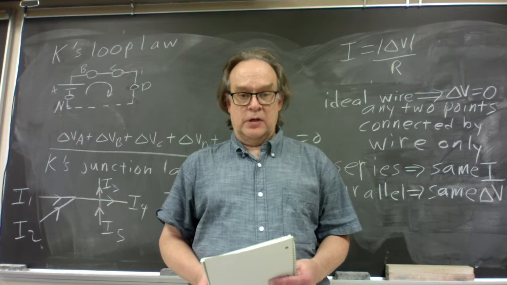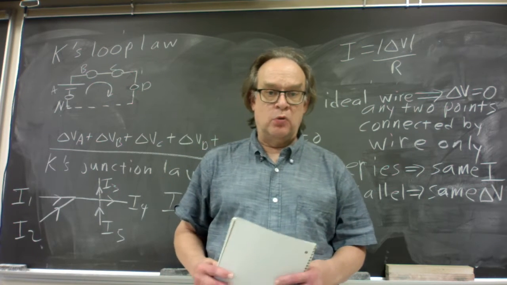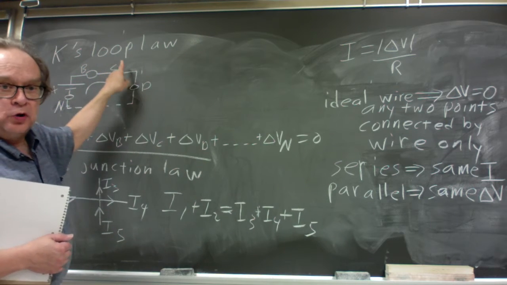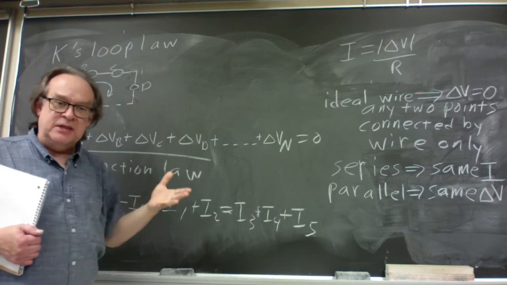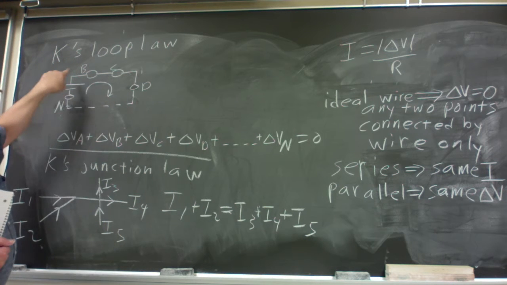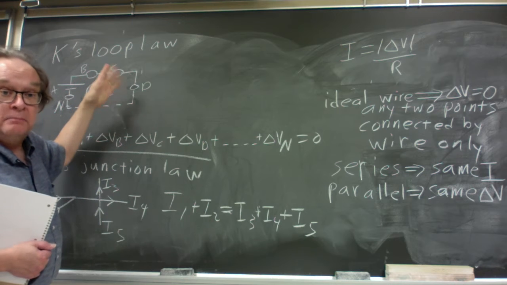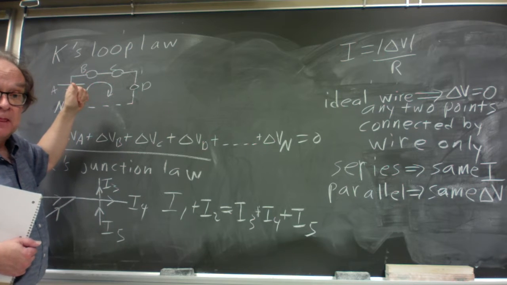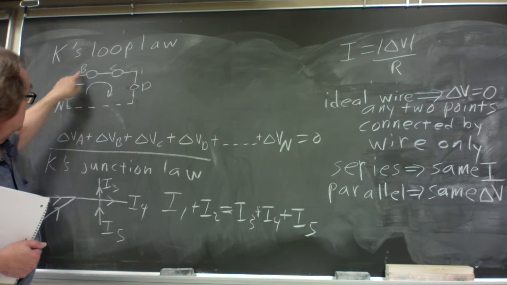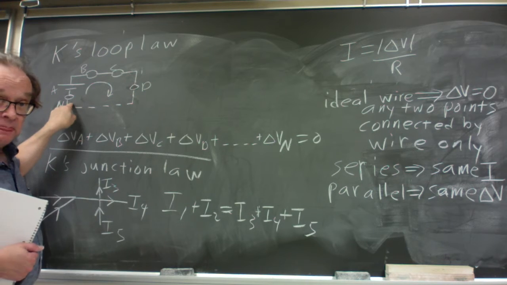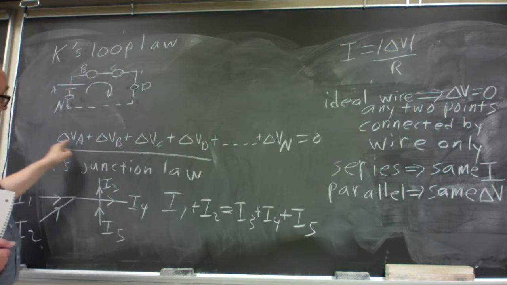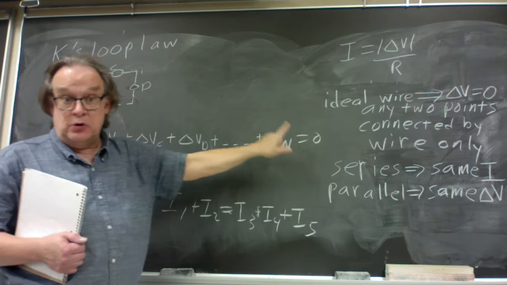All right, here are some important reminders. First of all, Kirchhoff's loop law, which is kind of easier to say than it is to write. If you go through any loop path in a circuit, that is, start anywhere and then come back to where you started, the total sum of all the potential differences has to add up to zero.